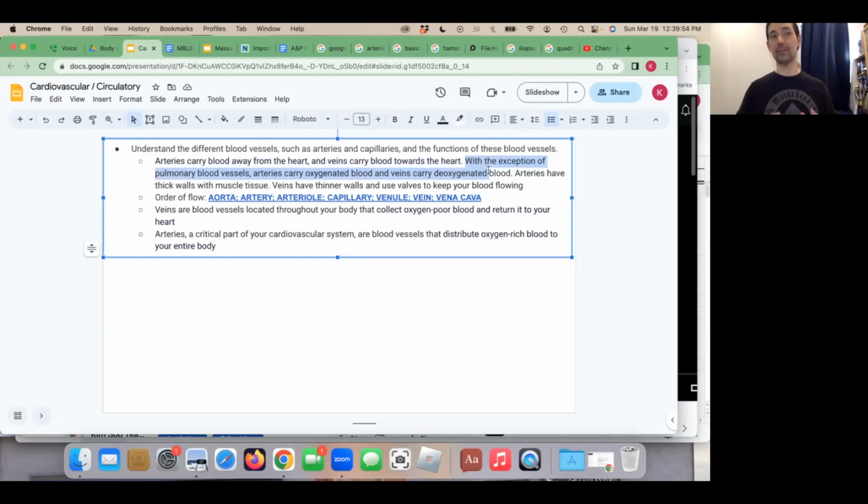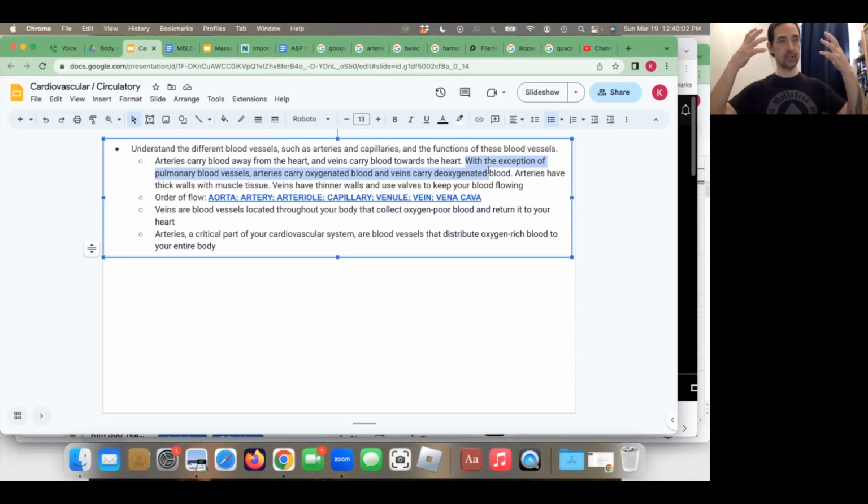With the exception of the vessels that go to the lungs, the arteries carry oxygenated blood to the whole body, and veins carry deoxygenated blood. With the lungs, it's the other way around.